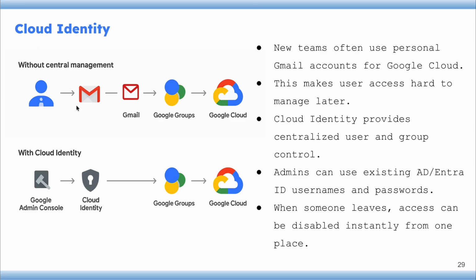And with this existing setup, there is no easy way to immediately remove a user's access to the team's cloud resources. And that is where this tool called Cloud Identity helps organizations to define policies and manage their users and groups using the Google Admin Console. So admins can log in and manage Google Cloud resources, who has access, and they can define policies to maintain it.